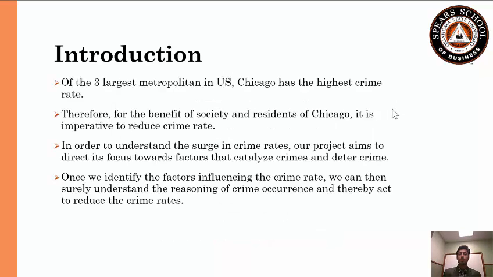Now coming on to the introduction of our presentation. Of the three largest metropolitan cities in United States, Chicago has the highest crime rate. So for the benefit of society and the residents of Chicago, it is imperative to reduce crime rates. Crime rates can be reduced if we grasp a better understanding of the surge in crime rates, and therefore our project aims to direct its focus towards factors that increase the crime as well as the factors that deter the crime. Once we are able to identify the factors exerting an influence over the crime rate, we can surely understand the reasoning of crime and the occurrence of crime and thereby act to prevent the crimes before.